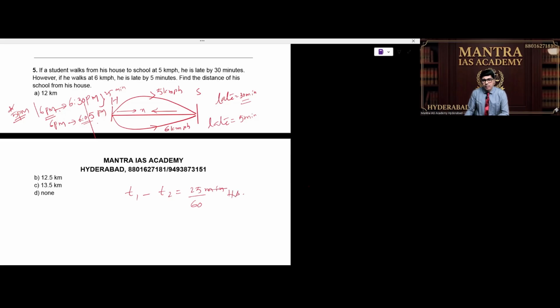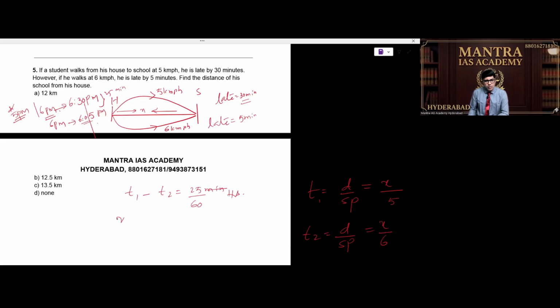Beta, I think you know the formula for time is equal to distance by speed. You mentioned distance is x. First case speed is 5, that is t1. And you can say t2 is also the same, beta: distance by speed. It's x by 6. Now you can write that.